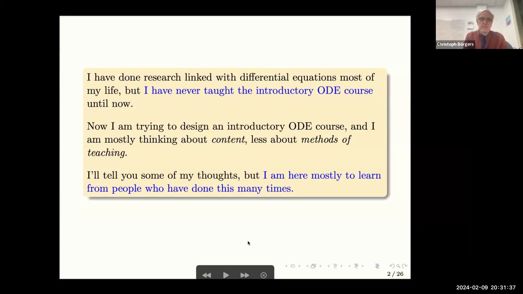I'm thinking mostly about content, not so much about methods of delivery, but mostly about what the content of such a course should be, in my view, or what I would like to make the content of such a course. Mostly I'm at this conference, though, to listen to people who have thought about these questions for many years, unlike me. I've thought, of course, about teaching many years, but I have not thought about how to teach an introductory ODE course for that long.